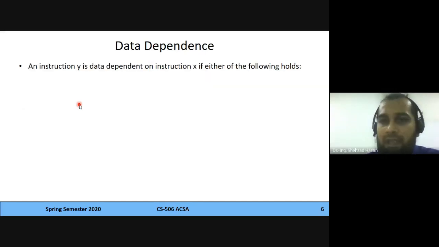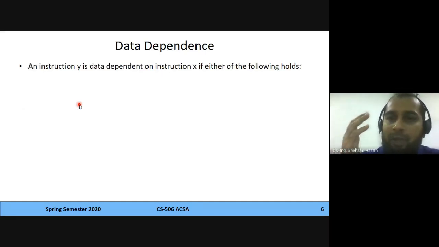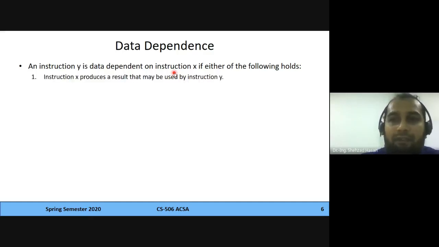We're going to come to that, but let's talk about dependencies here. We were talking about data dependence, but data dependence is a name which contains three types of dependencies. One of them is true data dependence, sometimes also called data dependence itself, and this is the most critical one. We say that instruction Y is data dependent on instruction X if the following holds: instruction X produces a result that may be used by instruction Y. Obviously, X precedes Y in program order.